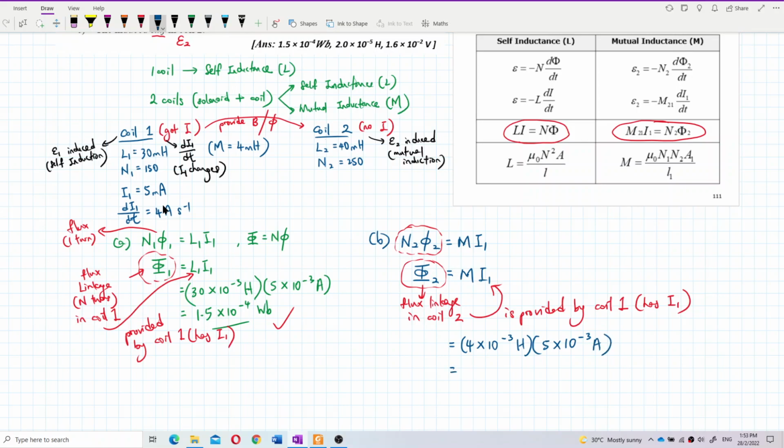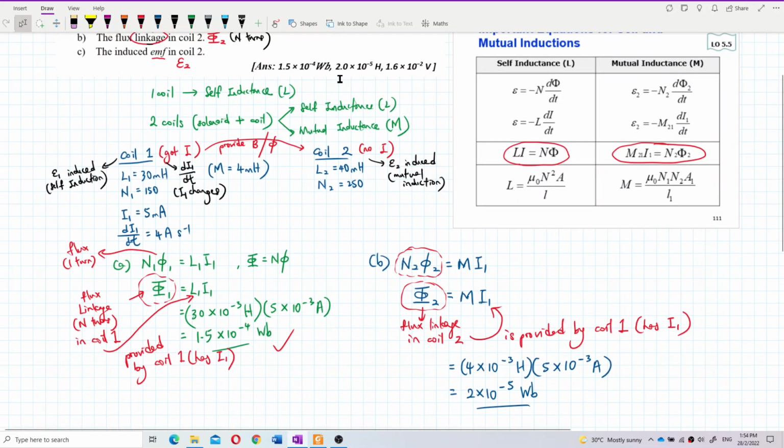So what's the answer? Let's calculate. 4 exponent -3 multiplied by 5 exponent -3, the answer is 2 exponent -5 Weber. Weber is the unit for flux. So is that answer correct? Yes, that's correct, 2 exponent -5.